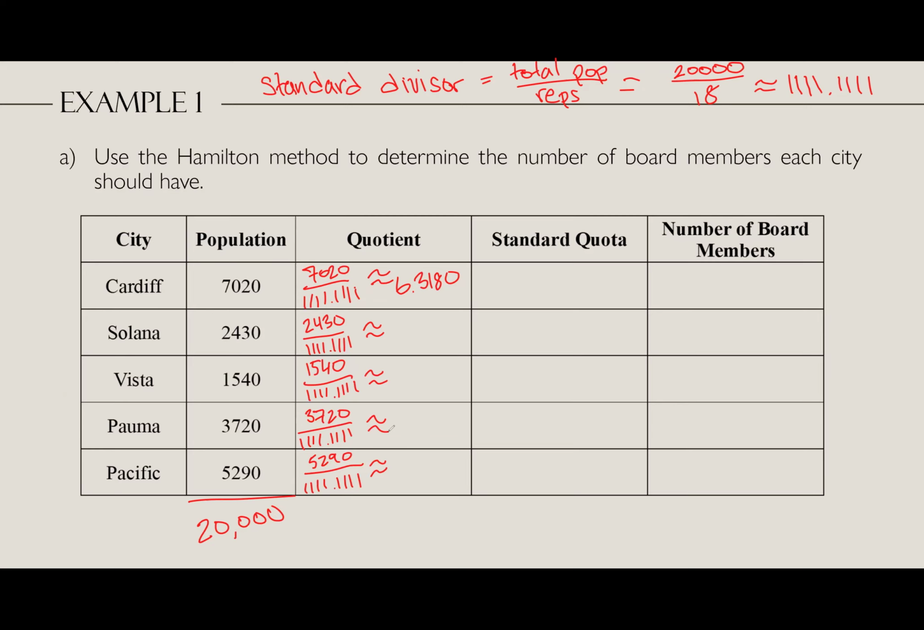For Solona, we get 2.1870. For Vista, we get a value of about 1.3860. For Palma, 3720 divided by this 1000 value, we get 3.3480. And then 5,290 divided by my last value, we get 4.761.